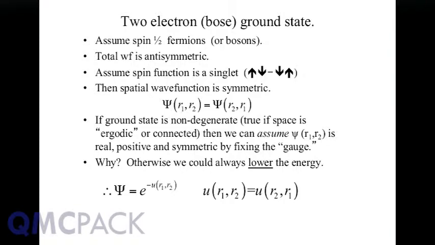But if the atoms are a finite distance apart, then it's ergodic, and we can assume that this wave function is real, positive, and symmetric by fixing the gauge. Otherwise, we could always lower the energy. So therefore, we can always write the two-electron wave function in this form, where this is a symmetric function of R1 and R2.